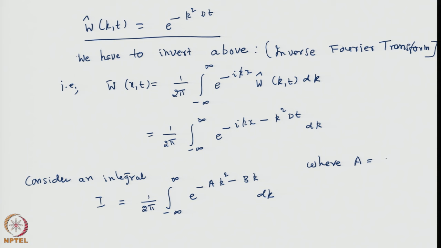where a equal to d t and b equal to i x, because that is a parameter, we are integrating over k. Now, if you consider the integral I with these definitions of a and b, it is the same as the W integral, but we will first do this integration.